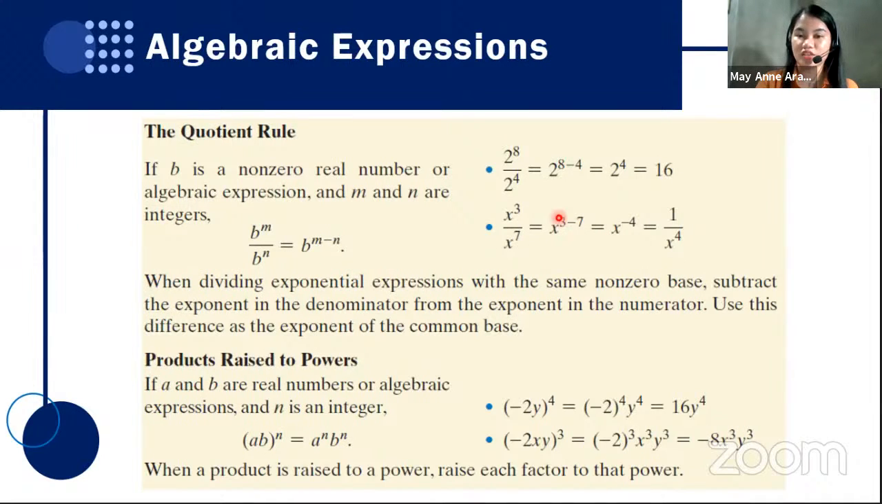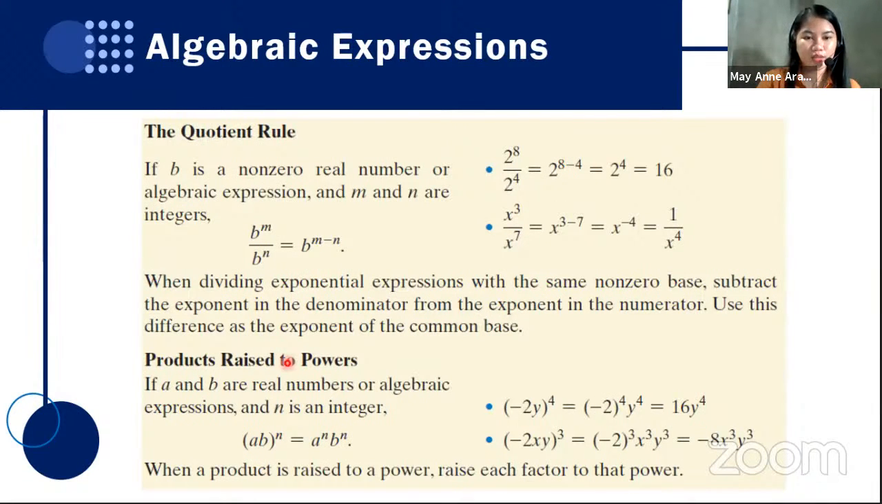Or pwedeng hindi nyo na siya ganitohin. Pwede nang diretso dito sa 1 over x raised to 4. So, titingnan nyo lang kung nasaan yung mas mataas na exponent. So, since 7 is higher than 3. So, asan yung exponent or yung difference dapat na exponent nila? Andun sa denominator since 7 is greater than 3.